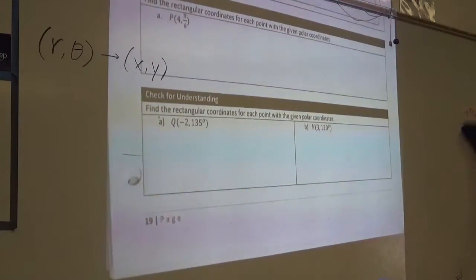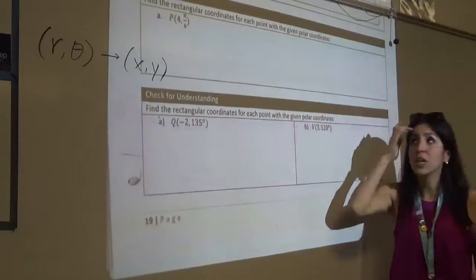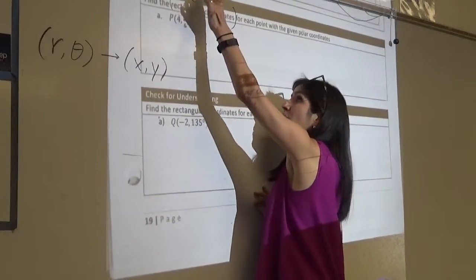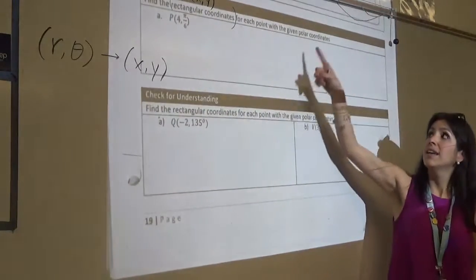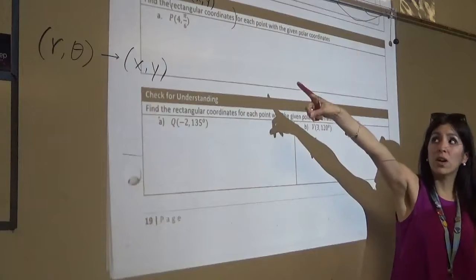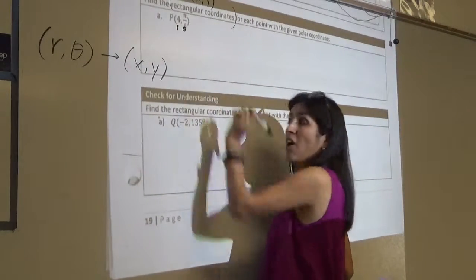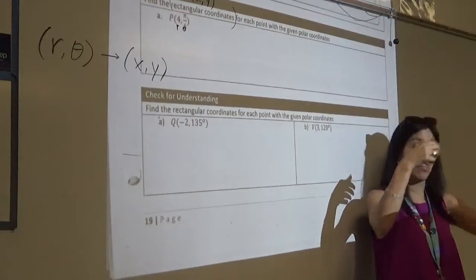Let me erase all this scribble scrabble. Our point is 4 pi over 6. The instructions are find the rectangular coordinates for this point with the given polar coordinates. When I see rectangular coordinates, I annotate and I remind myself that means I'm supposed to find an x and a y given the polar coordinate right here. I'll also come under the point and put like a little r theta so I know exactly what I'm dealing with, what my r value is, what my theta value is.